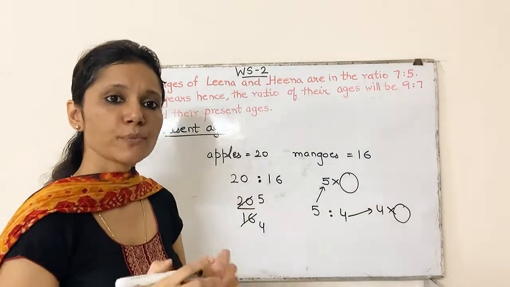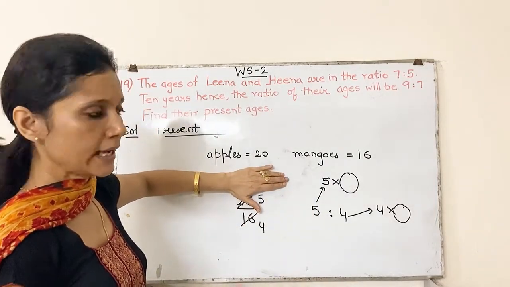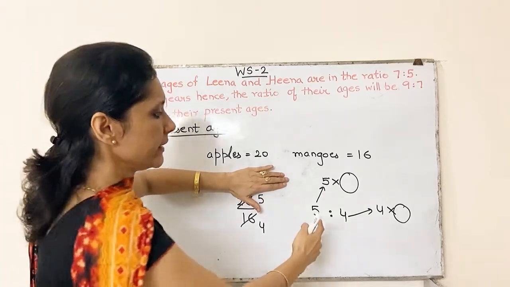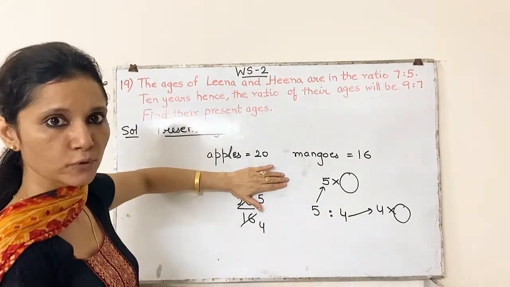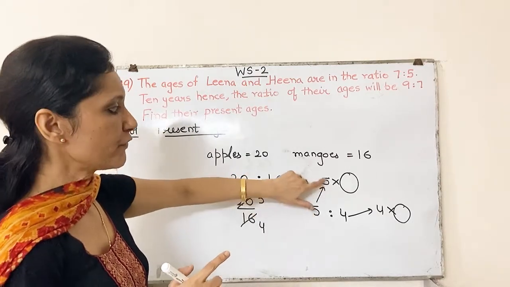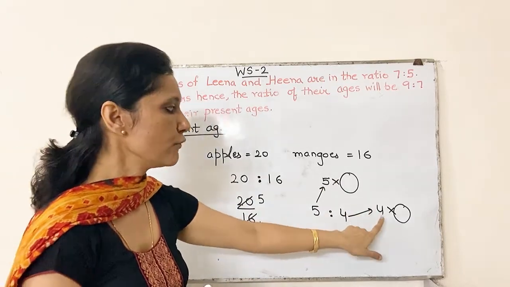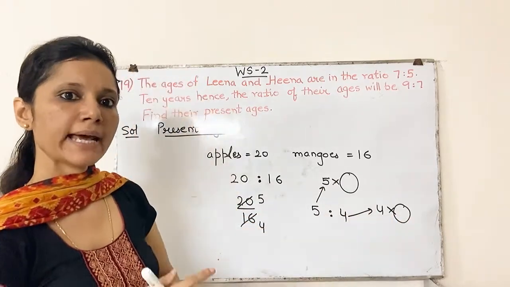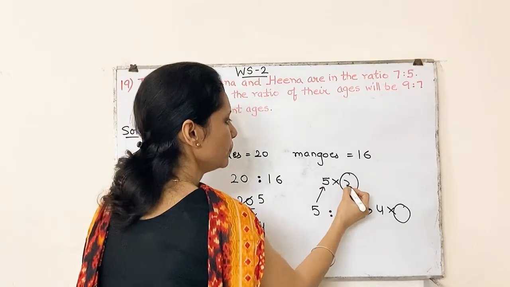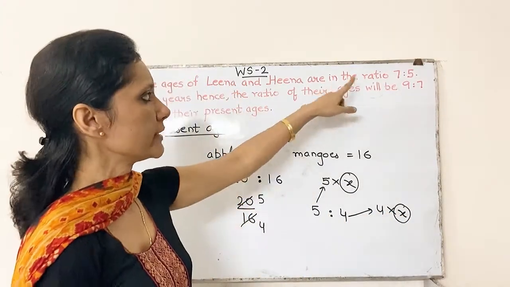Now suppose you do not know the number of apples and number of mangoes, and what we know is that their ratio is 5:4. But we know that the number of apples would be 5 multiplied by some number, and number of mangoes would be 4 multiplied by some number, and let us suppose that number to be x. So that is what we are going to do in this question.